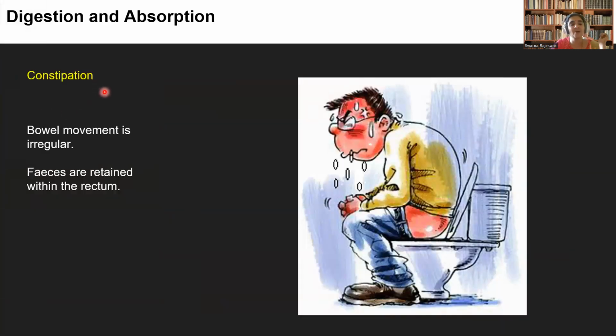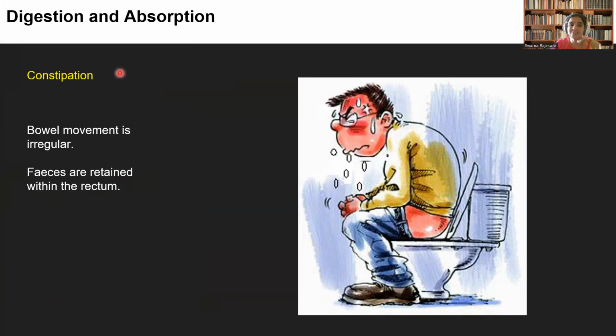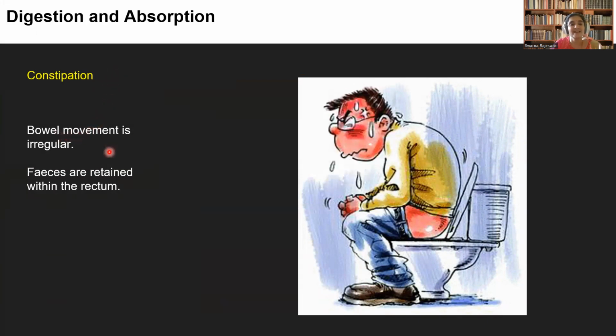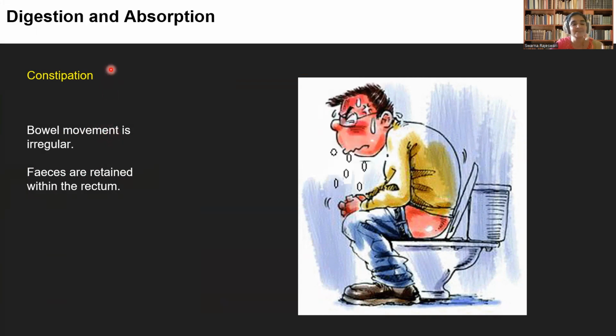Another most important digestive disorder is constipation. When bowel movement is irregular, it causes constipation. What is constipation? When the feces is retained in our rectum, it is called constipation. It occurs because of irregular bowel movement.